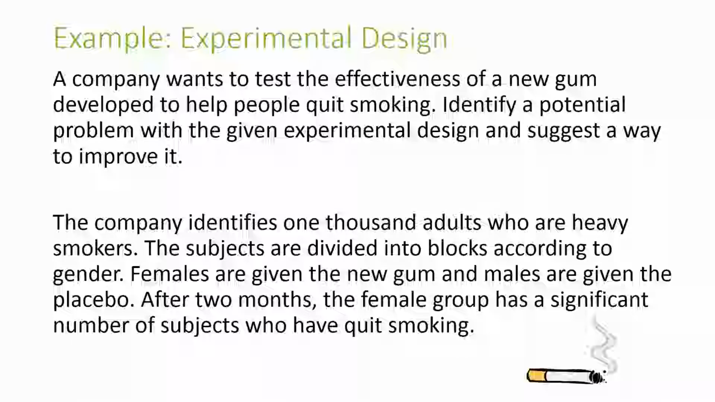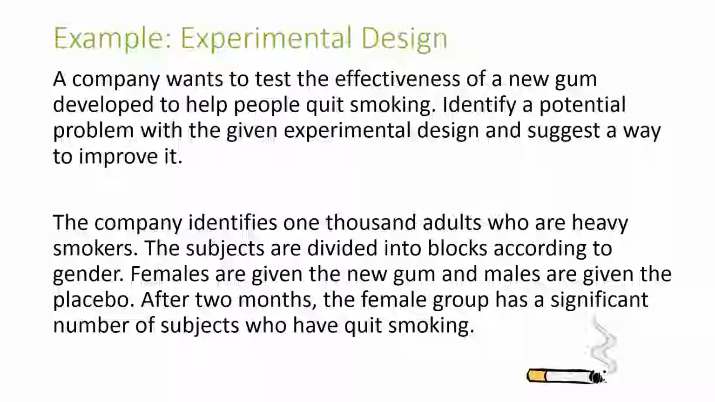But I have an example here, and we want to look at a possible problem with how they've done this. So we've got a company who wants to test the effectiveness of a new gum to help people quit smoking. And we're going to try and identify a problem and give a way to improve it. So the company identifies 1,000 adults who are heavy smokers. The subjects are divided into blocks according to gender. Females are given the new gum, males are given the placebo. After 2 months, the female group has significant numbers of subjects who have quit smoking.